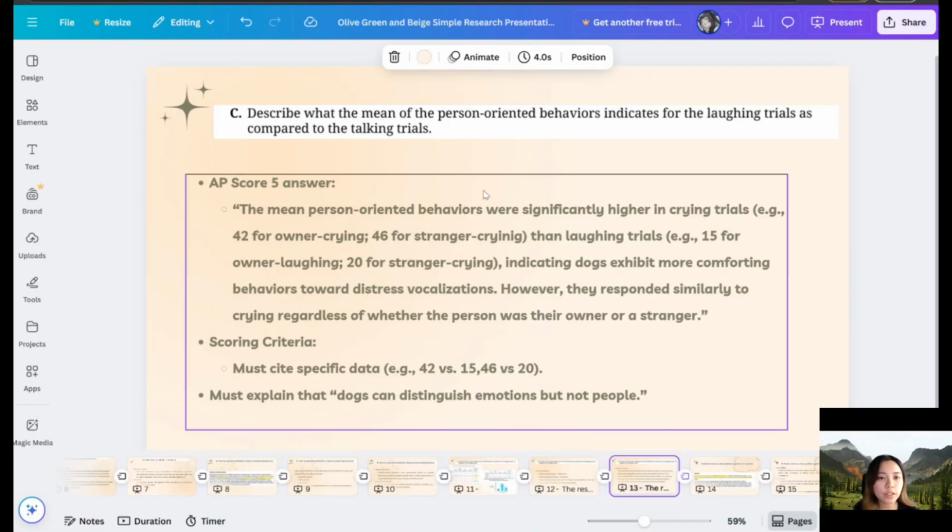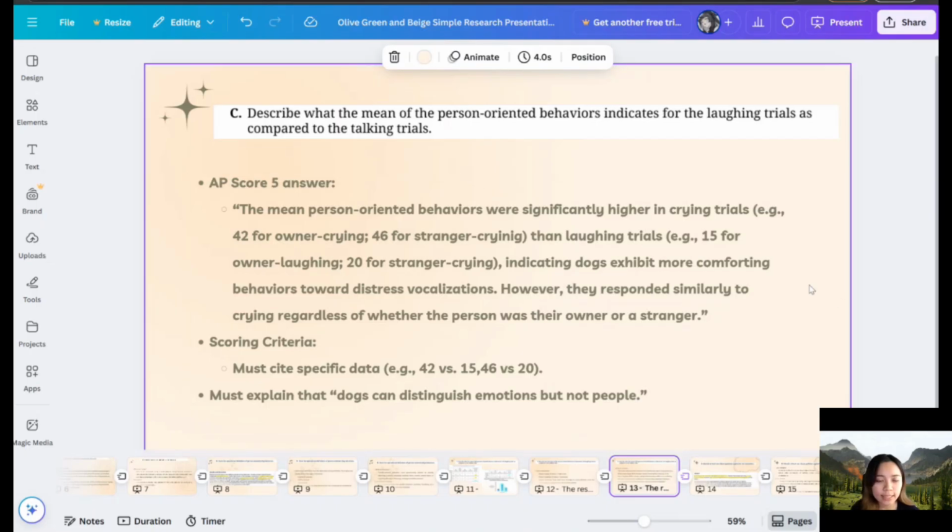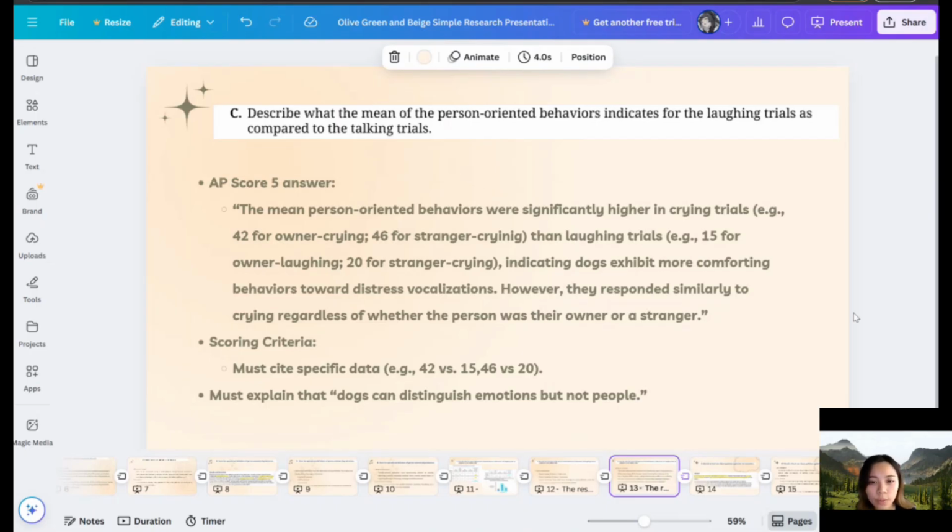So the AP score 5 answer for this question is: the mean person-oriented behavior was significantly higher in crying trials, which is 42 for owner crying and 46 for stranger crying, than laughing trials, 15 for owner laughing and 20 for stranger laughing, indicating dogs exhibit more comforting behavior toward distress vocalizations. However, they responded similarly to crying regardless of whether the person was their owner or a stranger.